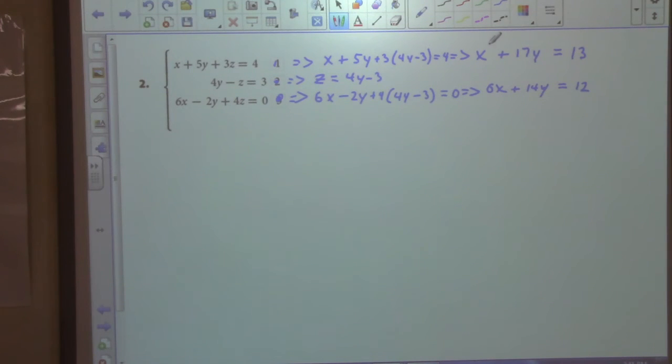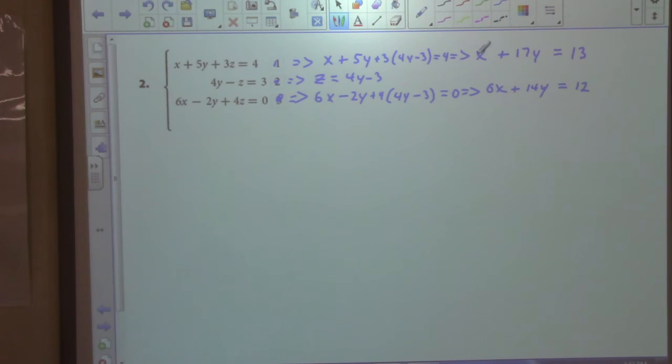Okay, this is what I got with these two equations with the substitution. Does that look right? Did I make a mistake there? That's pretty good to me. You see what I did? You have hesitation on that?